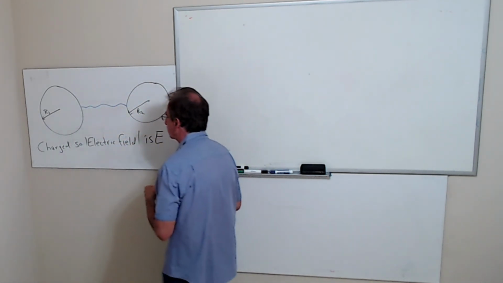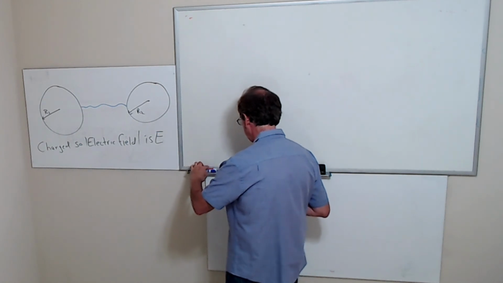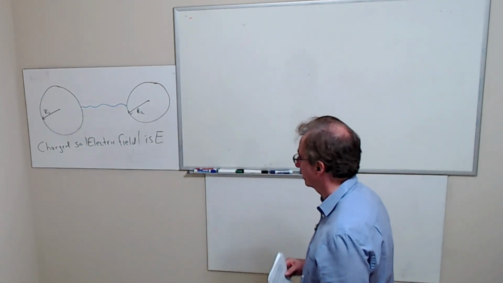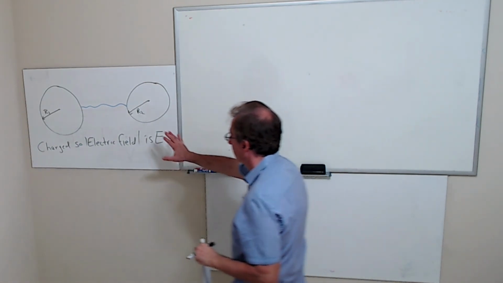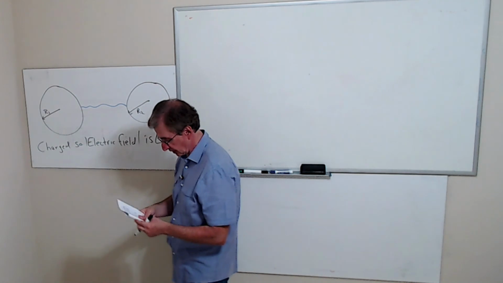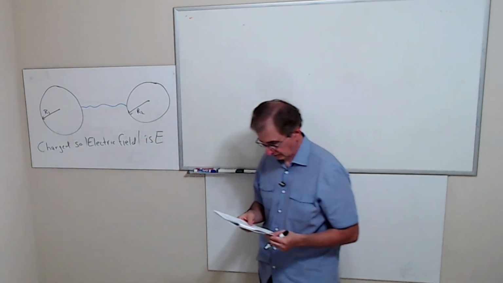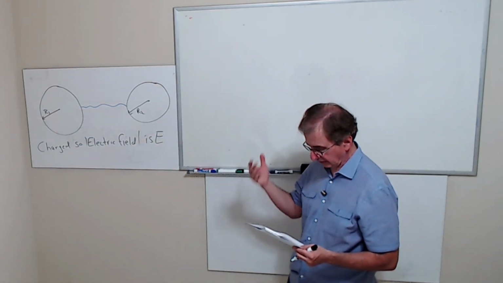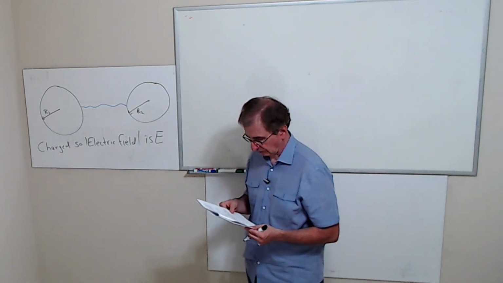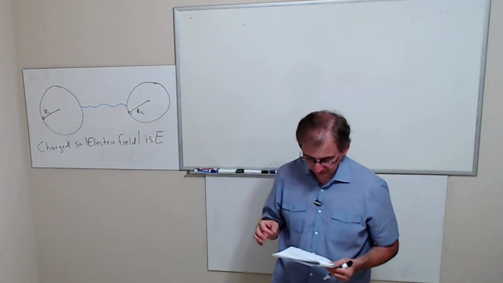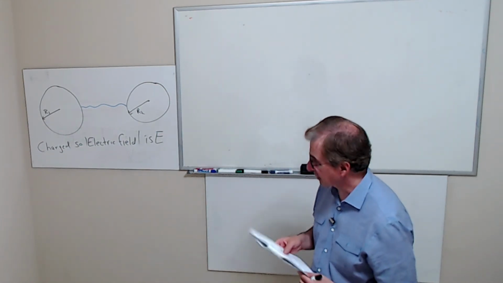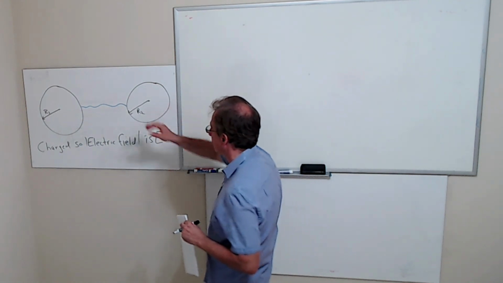We're going to assume that the distance between the spheres is great compared to their dimensions, even though this figure is not to scale. And now I want to know what the electric field is afterwards. I want to know the electric field on the surface of the smaller sphere. So I want to find the electric field on this one.